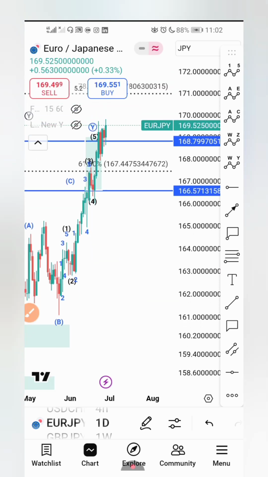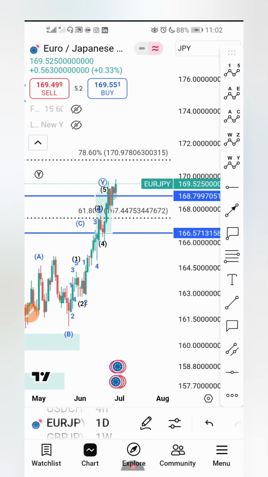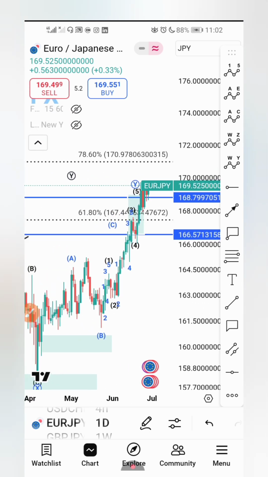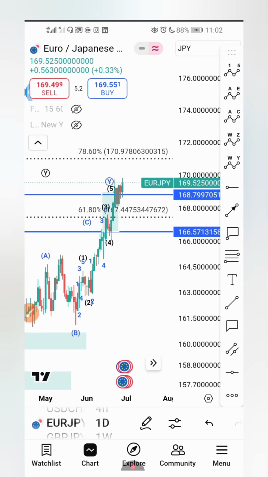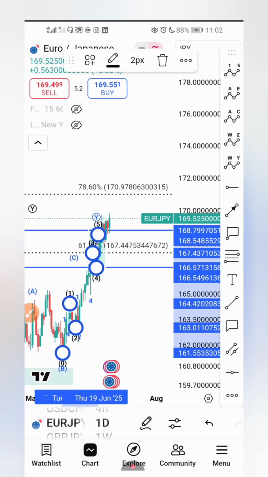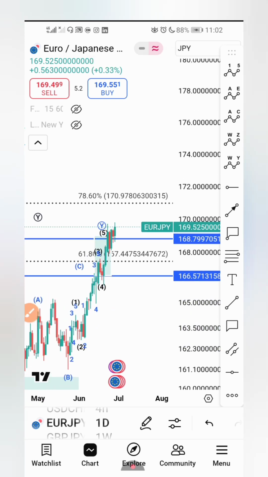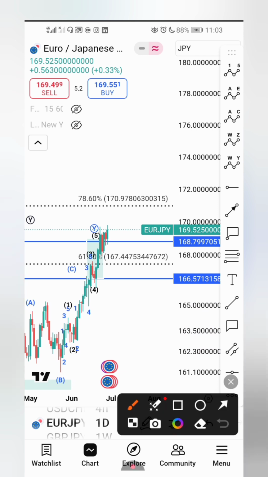Okay, this is Euro Japanese yen. Looking at it, you can see that the pair is already at the place that I expected it to be. It even went past my marked area. And what am I really expecting in this pair? I'm looking for a sell setup from here, where I will sell it down to this very place. That is what I'm expecting.